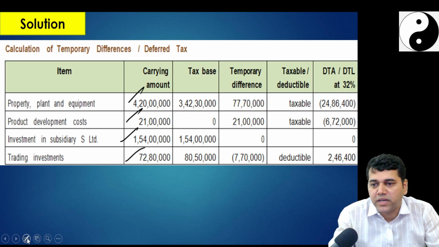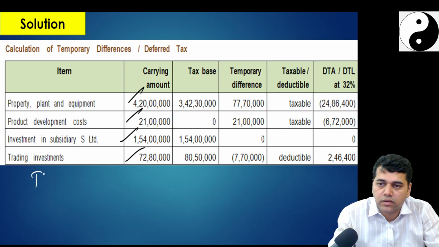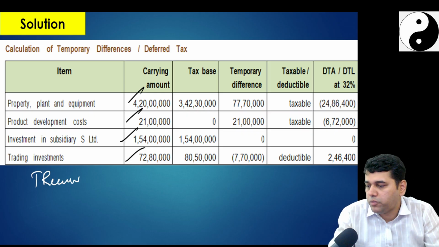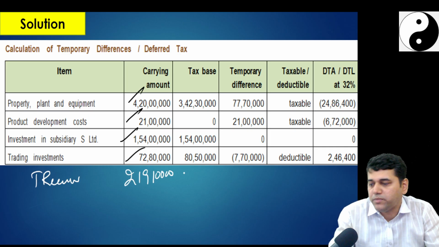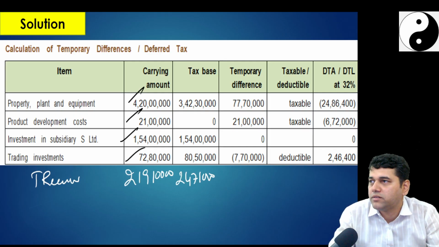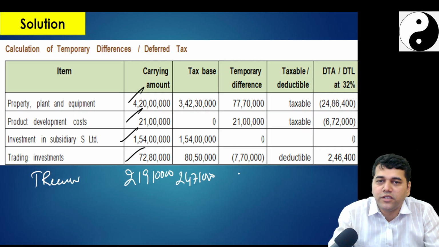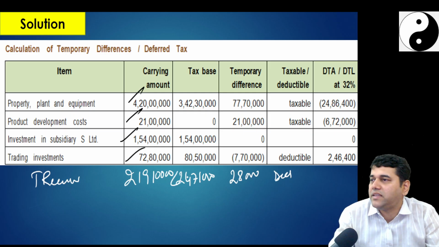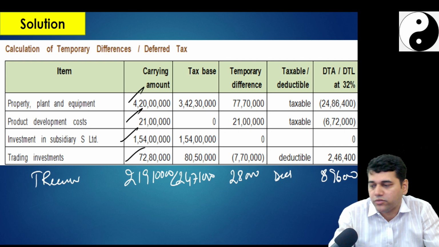Yes, next is my trade receivable. What is my book balance? 2 crore 19 lakh 10,000. What is my tax base? 2 crore 47 lakhs 10,000, which we calculated in the working note. How much is the difference? 28 lakhs. Taxable or deductible? Deductible. Why? Tax base is less than the book value. So we have got 8 lakh 96,000.